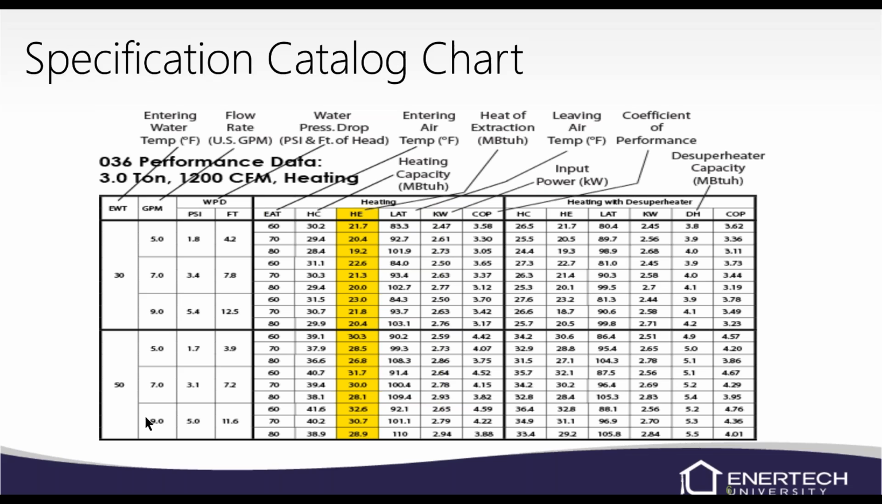This is an example of an extended data chart in the IOM, the spec catalog, whatever you want to call it. But this is an 036, so it's a 3-ton unit, forced air. I'm not really sure, it's by an XTE or something like that. But so you'll see we've got EWT. That stands for entering water temperature. That's the source entering water temperature.